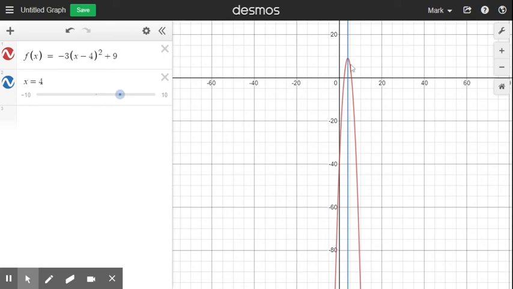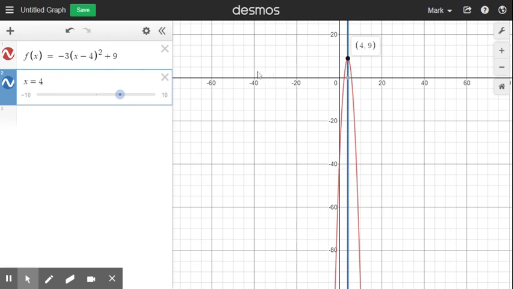So the interval is just the x values. We know it's going to start at negative infinity, and it's going to go all the way until it gets to 4. So my inequality could be simply x is less than 4, or you could write a compound inequality and say x is greater than negative infinity and less than 4. And that would be your interval of increase.